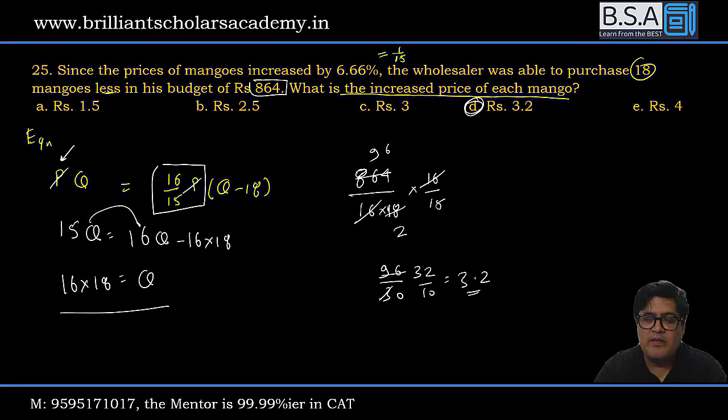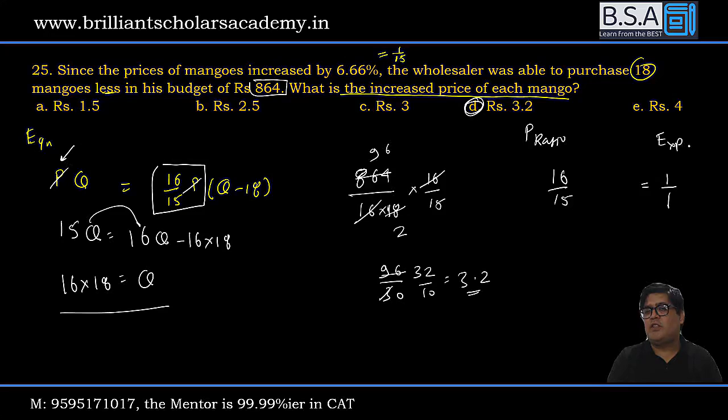Solution समझा तो मुझे confirm करो. Maybe I can try one more approach. Ratio approach. Price का ratio is 16 by 15. I cannot allow expenditure to change. Something that does not change remains 1 by 1. So can I say the quantity ratio should be 15 by 16? तब तो ये cancel होके 1 बनेगा ना.